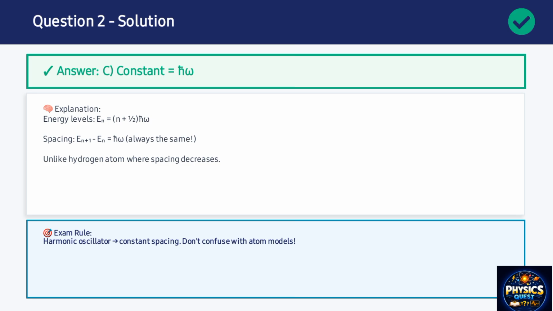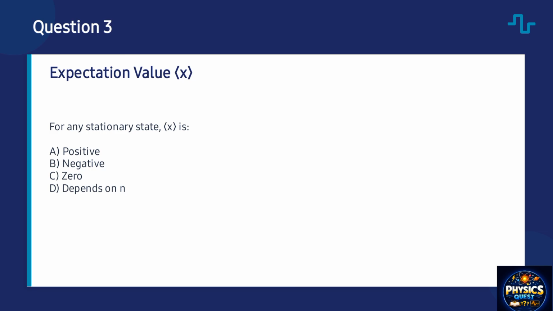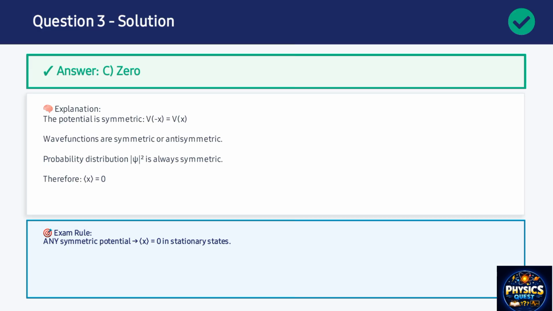Question 3. For any stationary state, the expectation value of x is: option A, positive; option B, negative; option C, 0; option D, depends on n. And the correct option is answer C, 0.